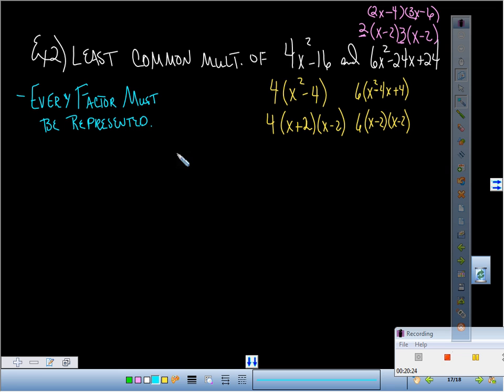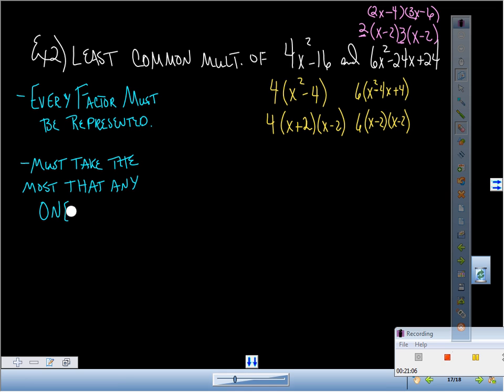That means that if I've got something written down there and it's multiplied by something, he better be somewhere down there in my least common multiple, which is a least common denominator. Okay? All right, here's the next thing. You must take the most that any one has. Yeah, and that means any fraction, any denominator, okay? And you'll see that in just a minute.